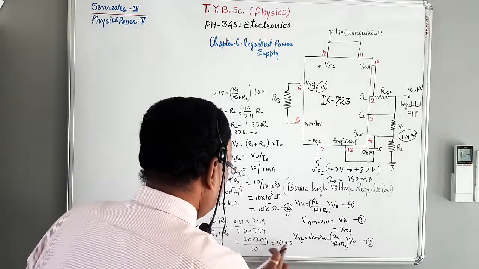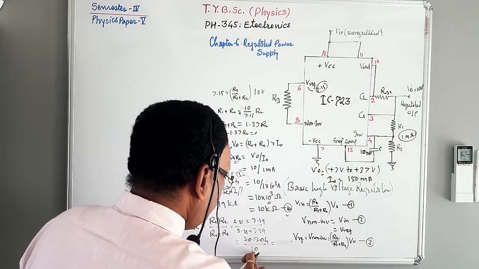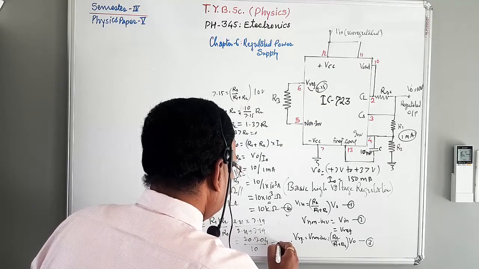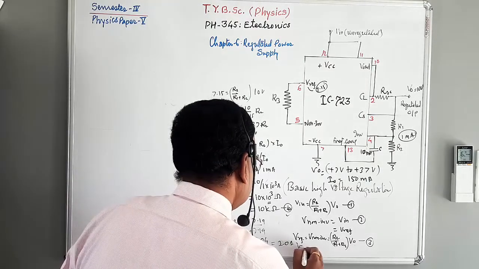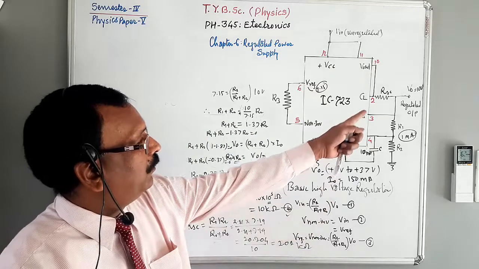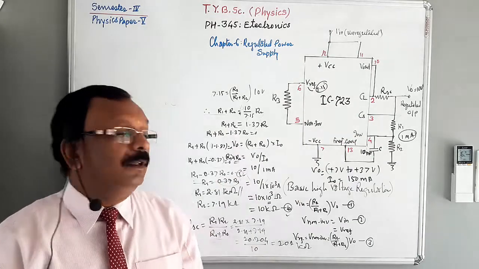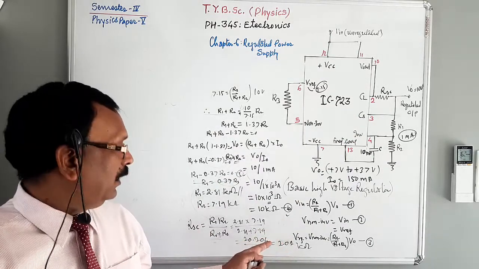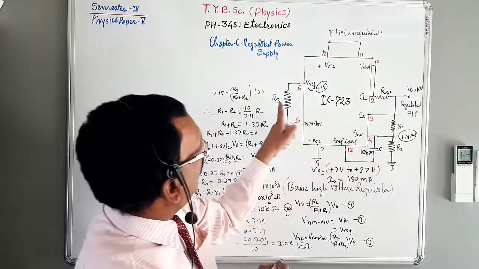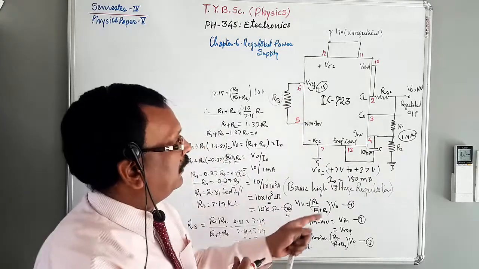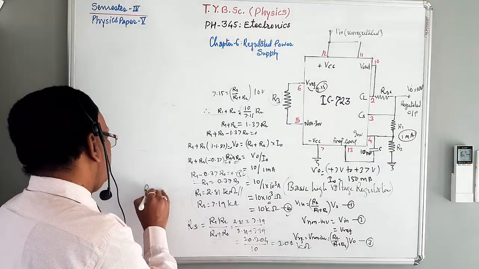Solve this, 20.2 upon 10 is nothing but 2.02 kilo ohm. Here we select the values of R1, R2 and R3. Sorry, this is R3, not RSC. This is the value of R3, not RSC.